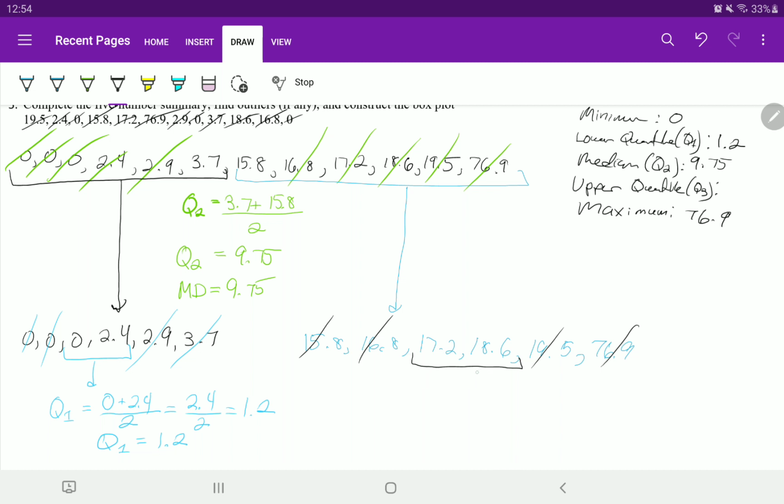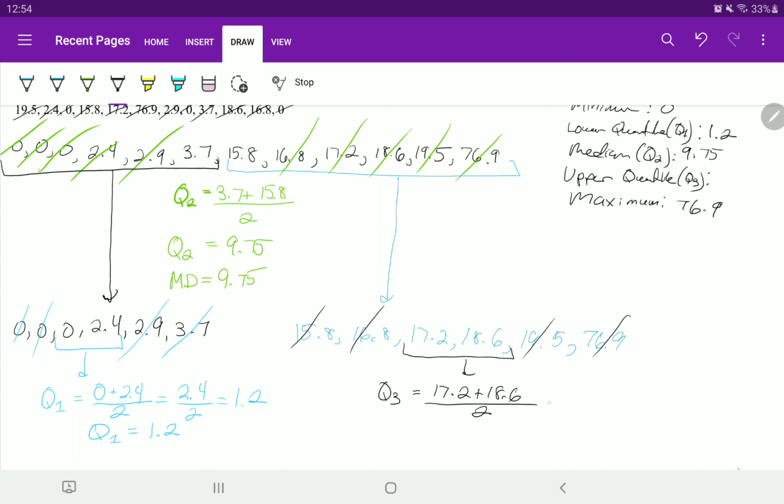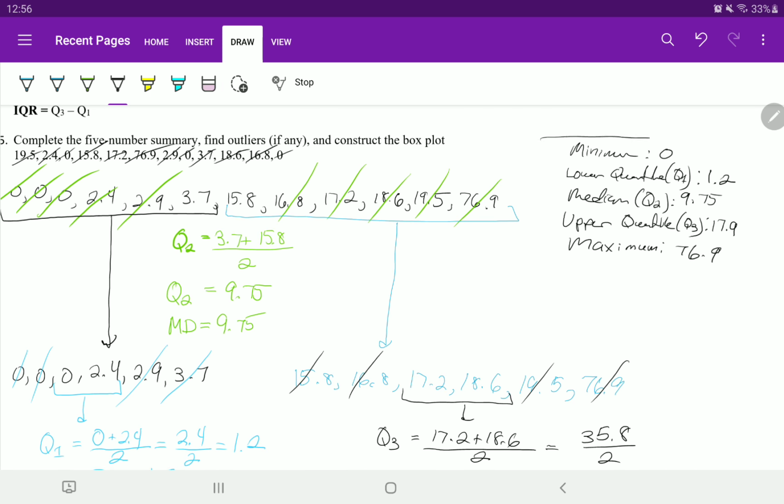And once again, two middle values. So to find quartile 3, 17.2 plus 18.6, which is 35.8, divide that by 2. Our quartile 3 is going to be 17.9. And this is our 5-number summary.